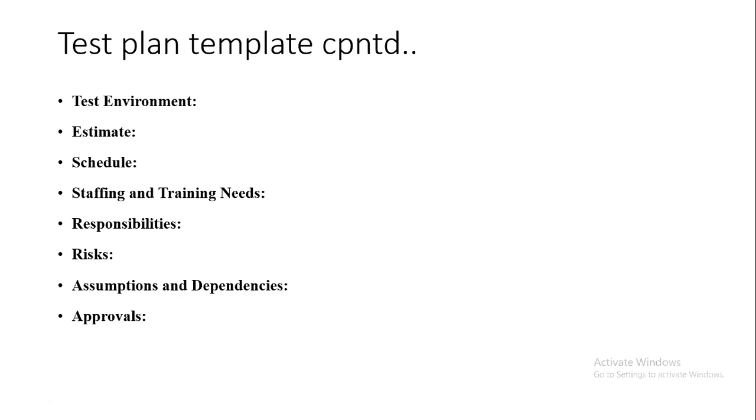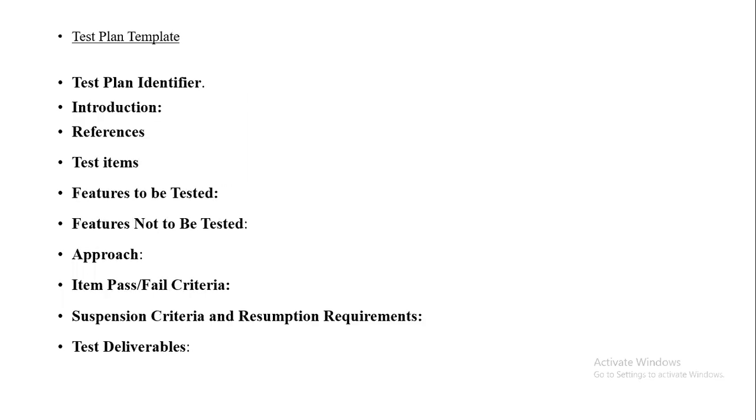In the template we'll have all these things: what is the test environment, the estimate, the schedule, the staffing and training needs, the responsibility, the risk, the assumptions and dependencies, approvals, everything will be there in our test plan template. Whatever is appropriate for that application, we can take and keep. We can't say that for everything an approach will be there, or for everything an algorithm will be there. For some subjects only we'll have algorithms, and for other subjects we don't, right?